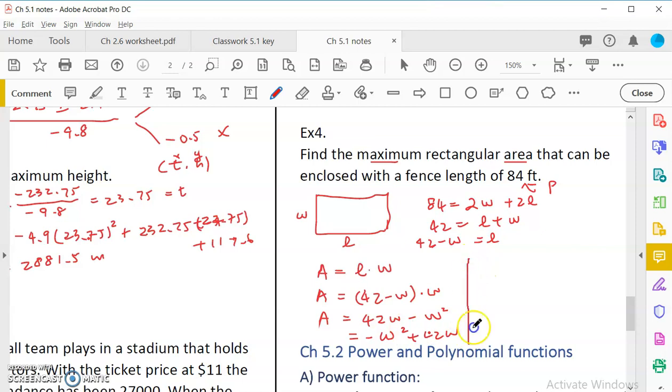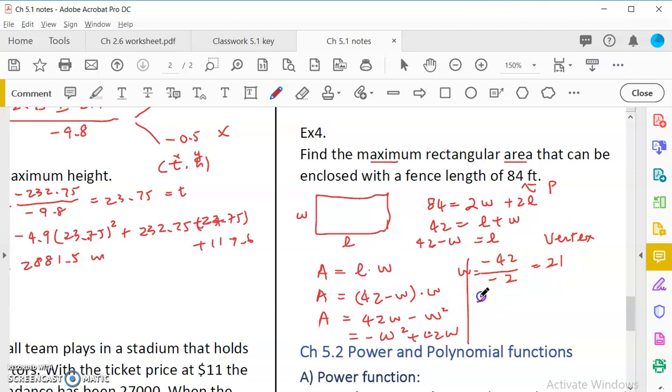How do I maximize it? I want to find the vertex. Negative B over 2A, negative 42 over negative 2. So that is 21. So when W is 21, W is 21 is the vertex. Whenever they want maximizing, you want the vertex. Don't solve for 0. Solve for negative B over 2A. So that will give me the maximum area.